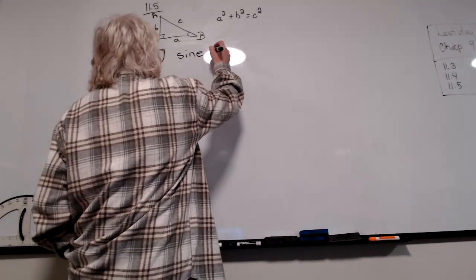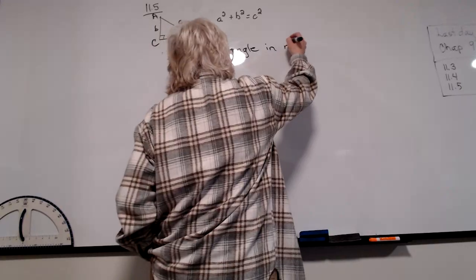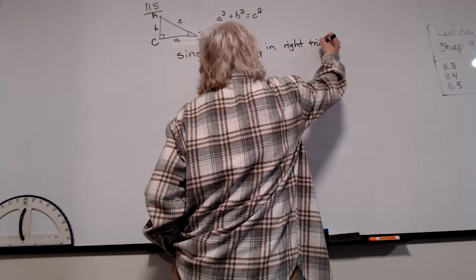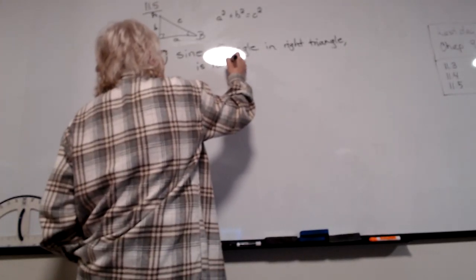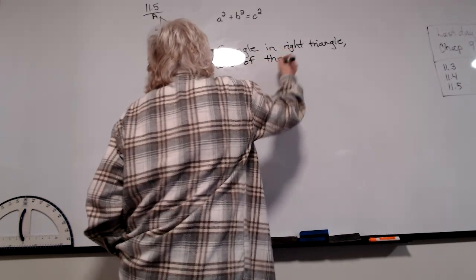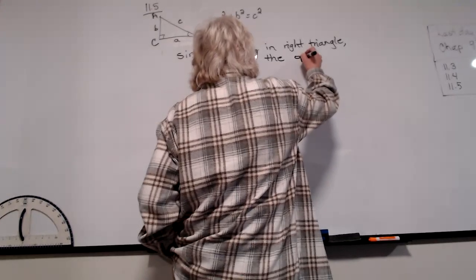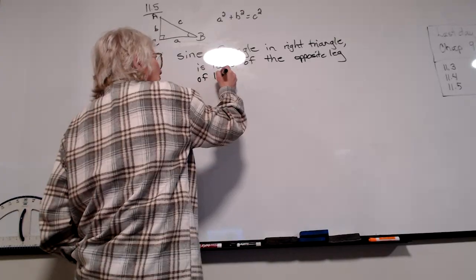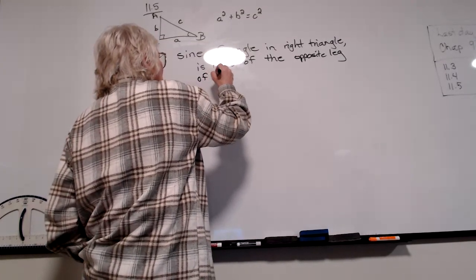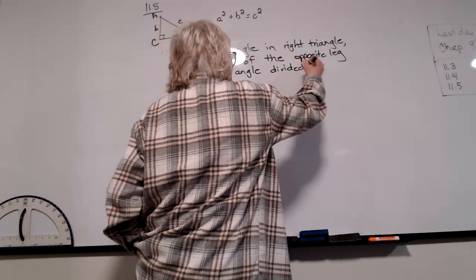It's actually spelled like this. The sine of an angle in a right triangle is the ratio of the opposite leg of the angle divided by the hypotenuse.